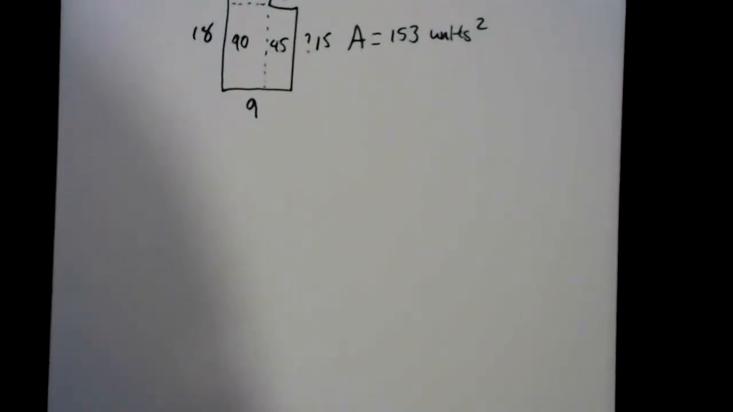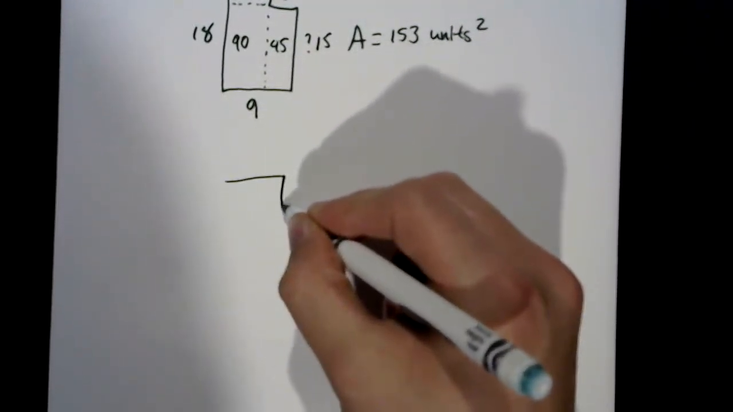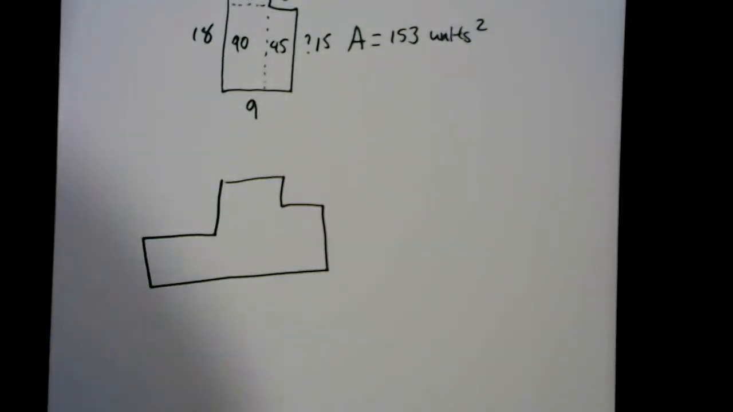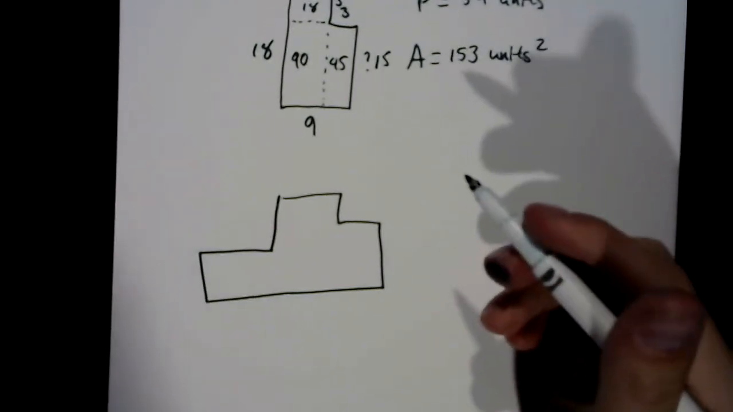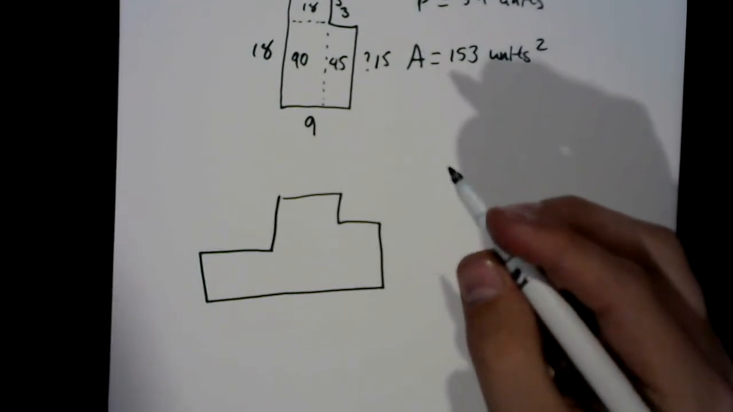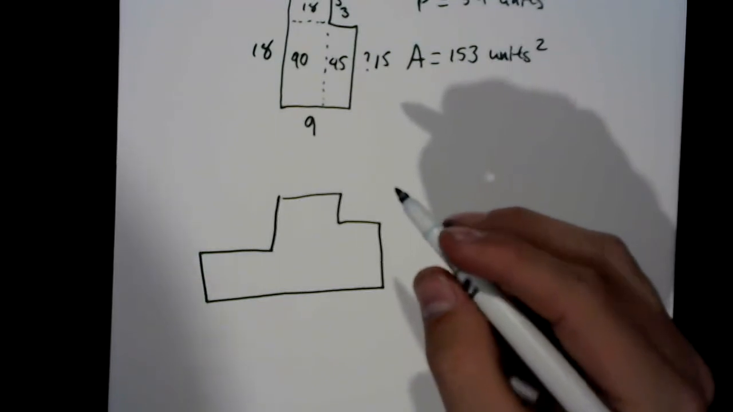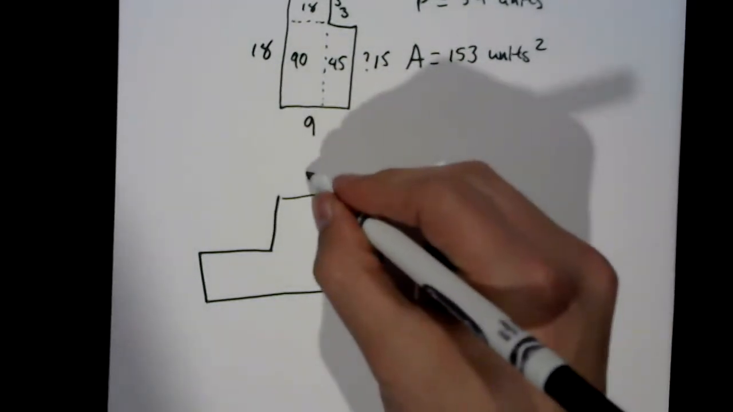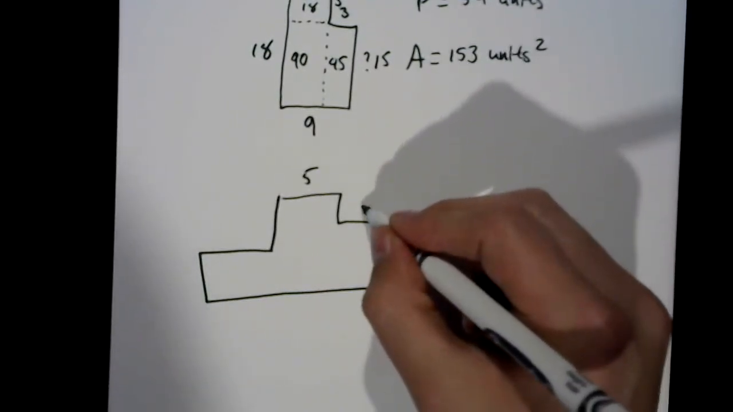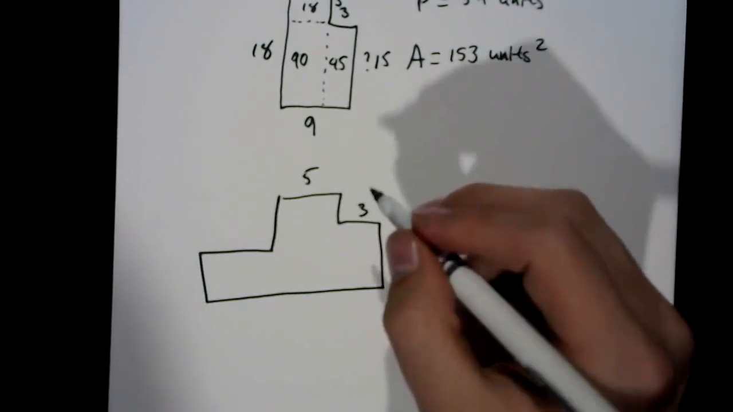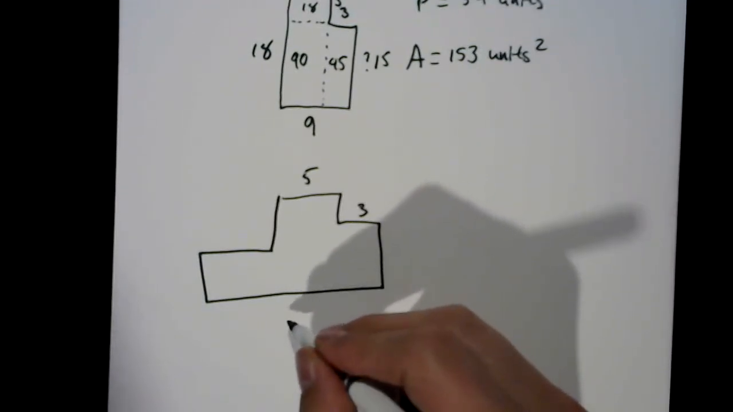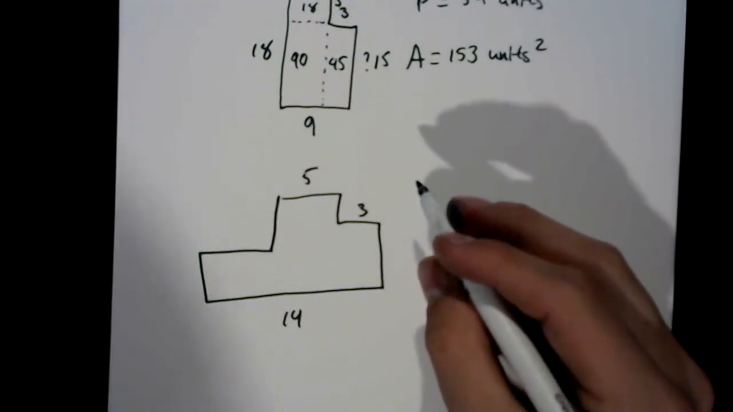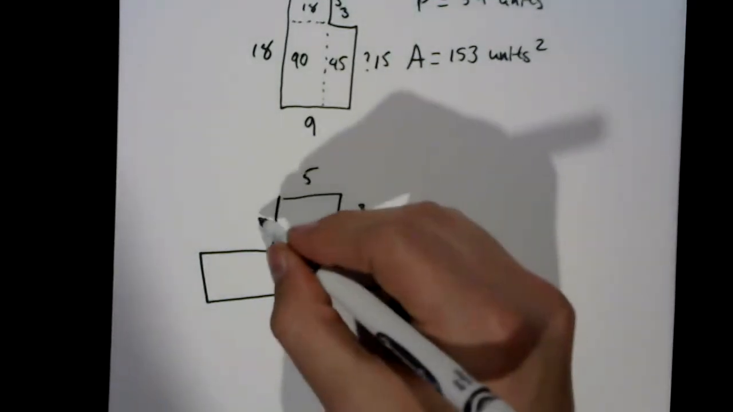We'll do another example. Let's just say, make myself a random shape. That's a weird looking shape to me. Looks like a trophy stand to me personally. So, given that, let's see here. Let's say that this is 5. This is 3. Say this is 14 down here. Now this is 8.